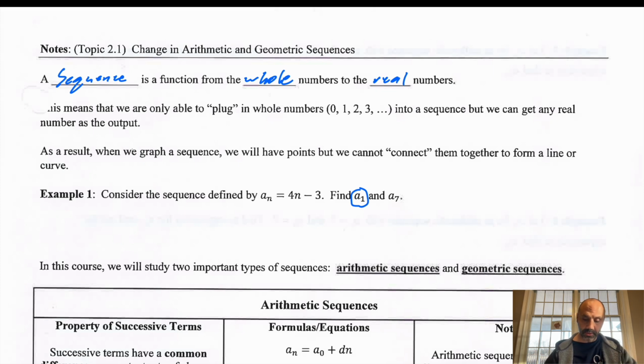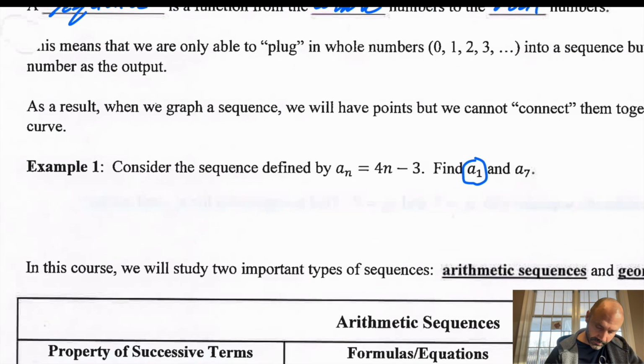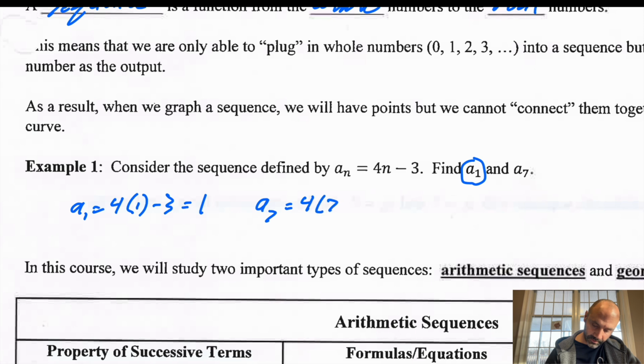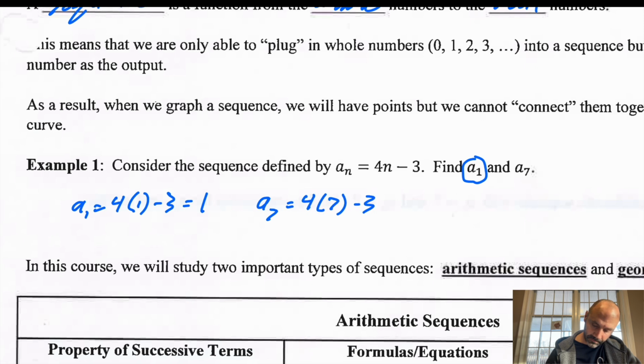All right, and so all we're doing is plugging 1 in for n. So a sub 1 equals 4 times 1 minus 3, and this turns out to be 1. A sub 7 is 4 times 7 minus 3. And so this is going to be 25, right? 4 times 7 is 28, minus 3 is 25. Okay, so what's going on here?